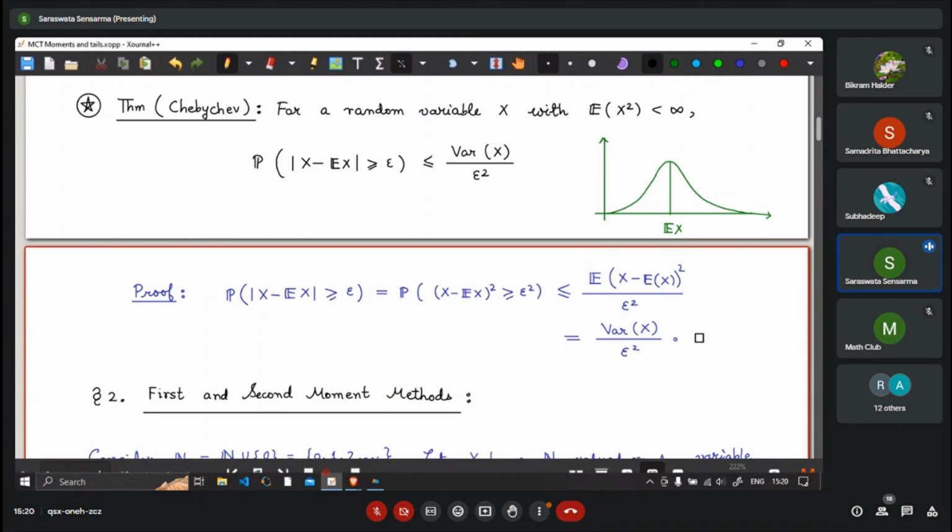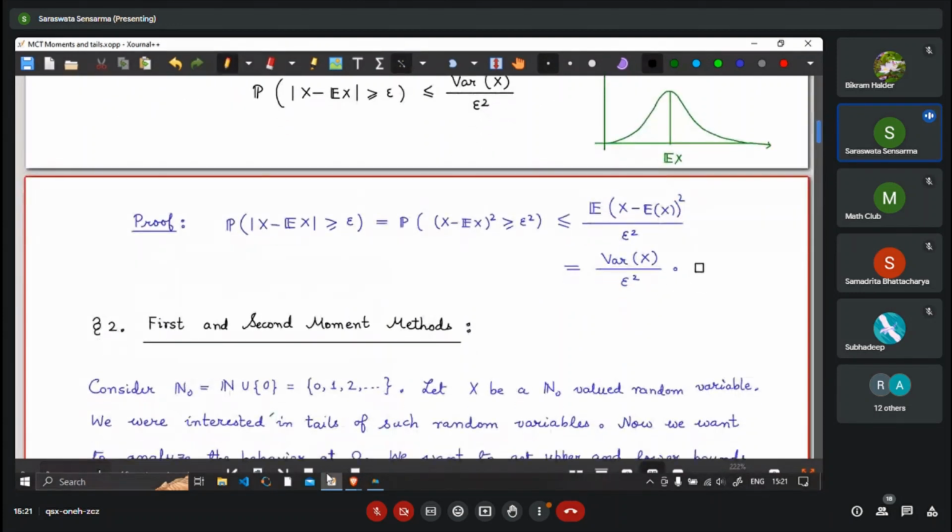So square both sides, and by Markov's inequality this is just the expectation of this quantity divided by epsilon squared. The expectation of this quantity is, by definition, the variance. So we have two very basic inequalities, one dealing with tail probability and another dealing with the tail probability of X minus expectation of X, the centered tail probabilities. In other words, it's capturing the deviation behavior from our mean. These are the Markov and Chebyshev inequalities, which are very useful in probability.